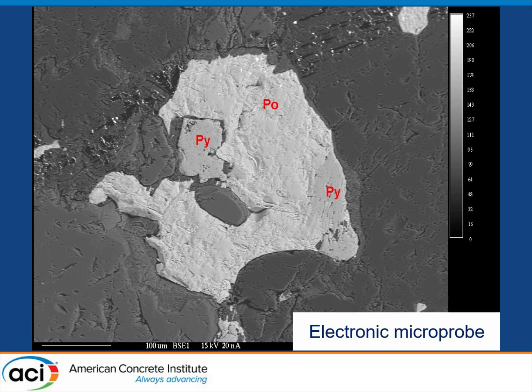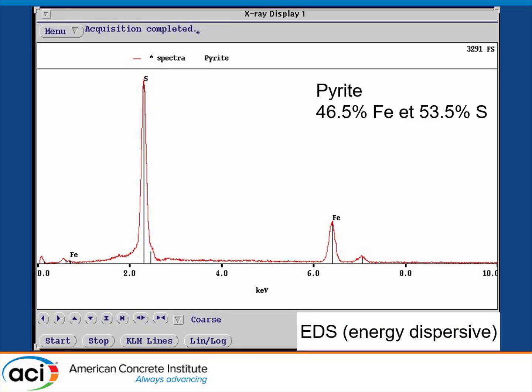This is a backscatter electron image. This will show you the contrast in density of the different mineral phases. You can see the pyrite here and the pyrrhotite. The pyrrhotite is denser than the pyrite. This shows you the energy dispersive spectrum of the pyrite mineral. The pyrite is iron sulfide with a ratio of about 47% iron and 53% sulfur. This is the signature of the pyrite.